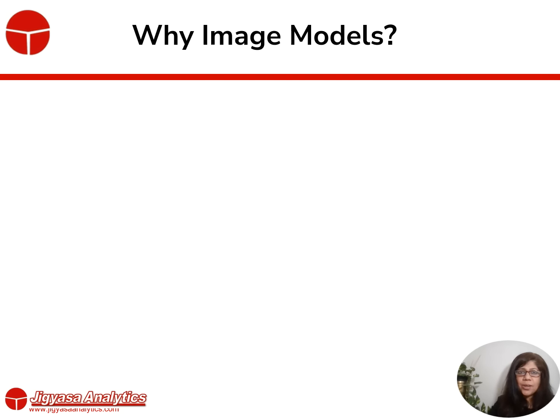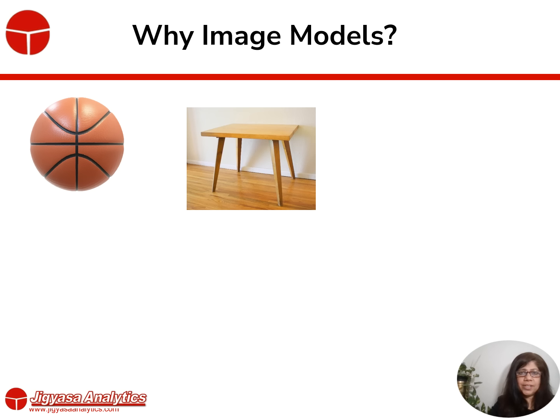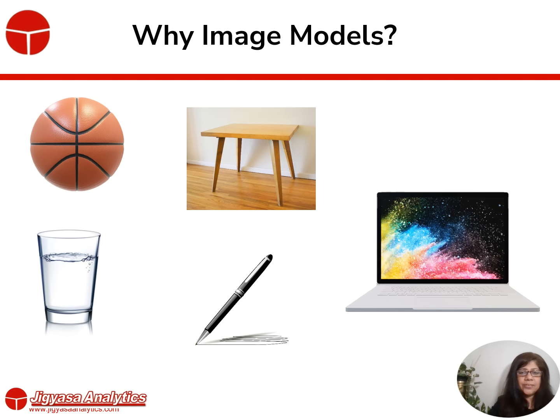Why image models? Well, images are all around us. We human beings start out our lives by processing images and objects around us and become exceptionally good at it. And we end up classifying objects every day without really thinking too much about it. This is round and rubbery, so it's a ball. This object has four legs and a flat surface, so it's a table. Here is a glass of water, and that is a pen. And here is my computer. So we are really good at looking at features of images and objects and identifying what they are.